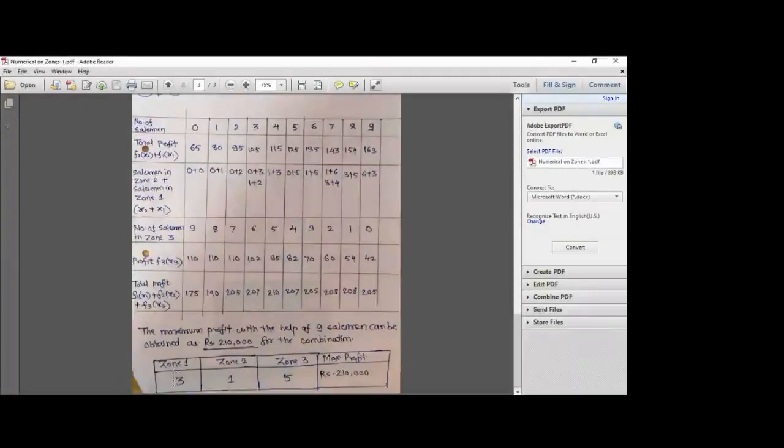So your zone 1 salesman is equal to 3, zone 2 salesman is equal to 1, and zone 3 salesman is equal to 5, and they together will generate the maximum profit, which is 210,000, right? So this numerical finishes here. So you got a maximum profit, as well as the allocation of the number of salesmen in each of these zones, which is going to yield you the maximum profit, right?